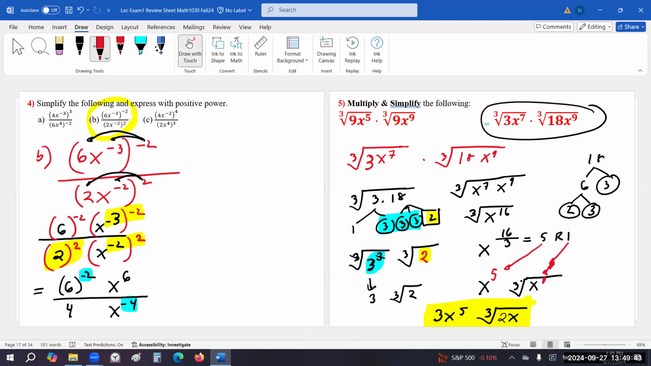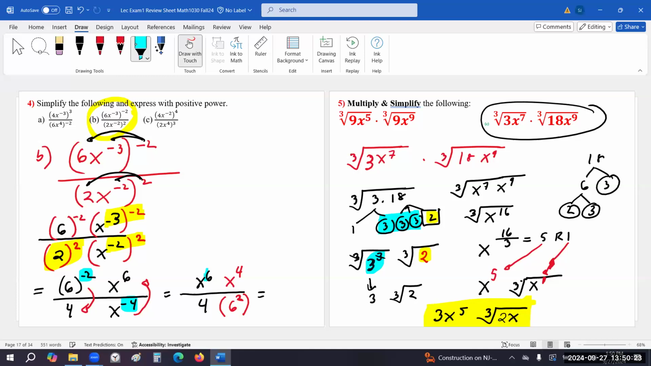So what do you do now? We move their position. On the top, we have x to the 6. And now we are moving x to the 4 so that the negative 4 turns into a positive 4. On the denominator, we have 4, but now we are moving the 6 squared from the top so that it becomes a positive 2 instead of a negative 2. Any questions so far?